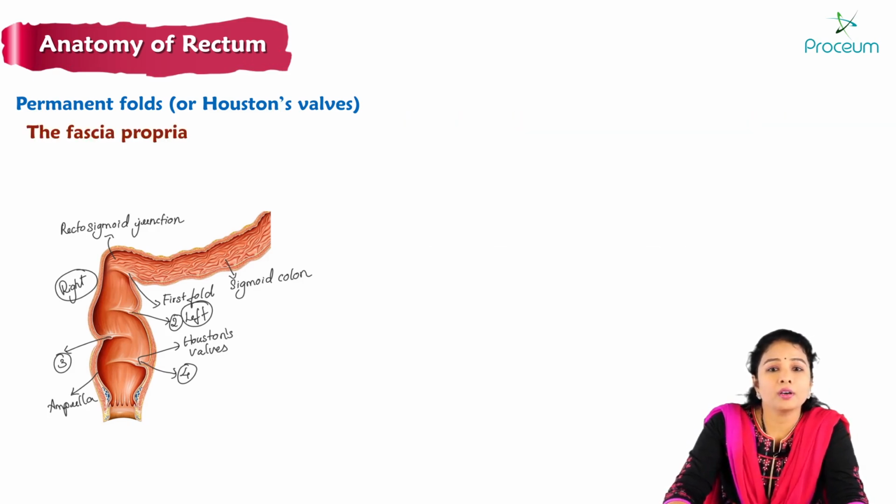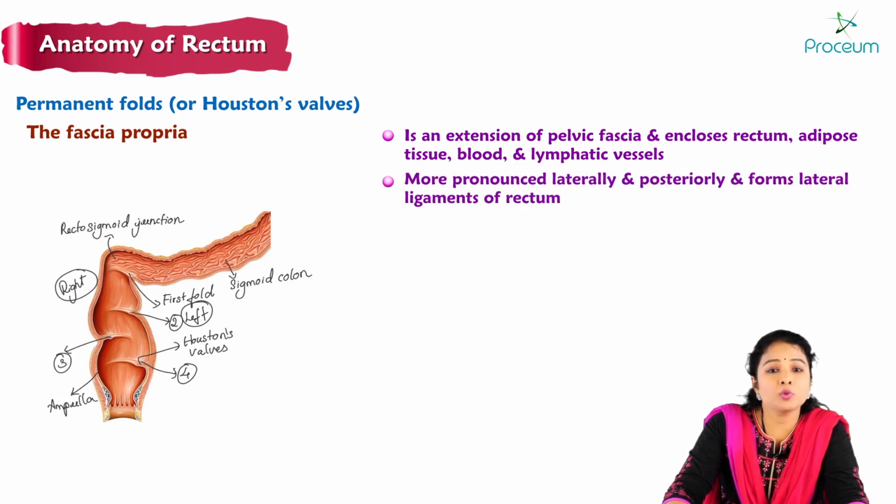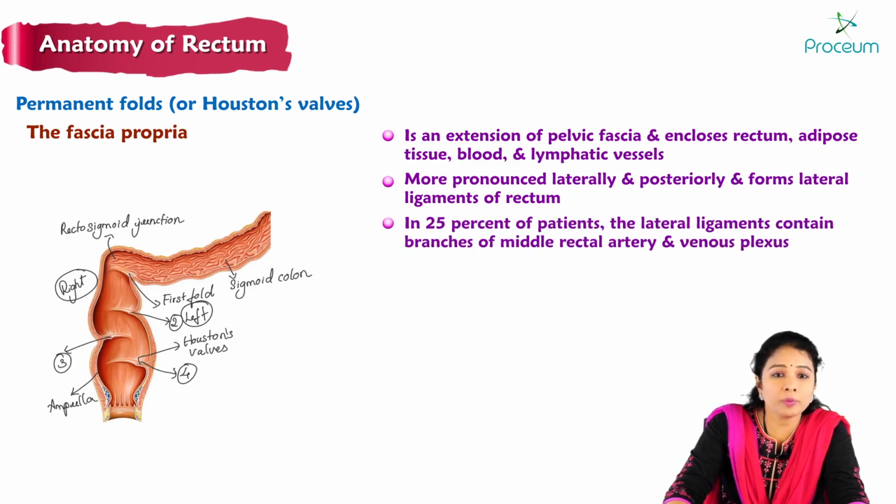Fascia propria. Fascia propria is an extension of pelvic fascia and encloses the rectum, adipose tissue, blood and lymphatic vessels. It is more pronounced laterally and posteriorly and forms the lateral ligaments of rectum. In 25% of the patients, the lateral ligaments contain the branches of middle rectal artery and venous plexus.